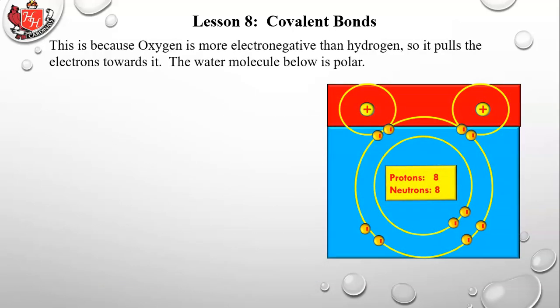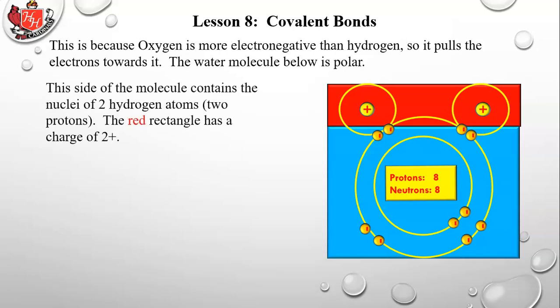And here's the example. This is because oxygen in water is a polar molecule. And this is a water molecule. It has two hydrogen atoms up at the top and an oxygen atom down at the bottom there in the blue. This is because oxygen is more electronegative than hydrogen, so it pulls the electrons toward it. The water molecule below is polar.